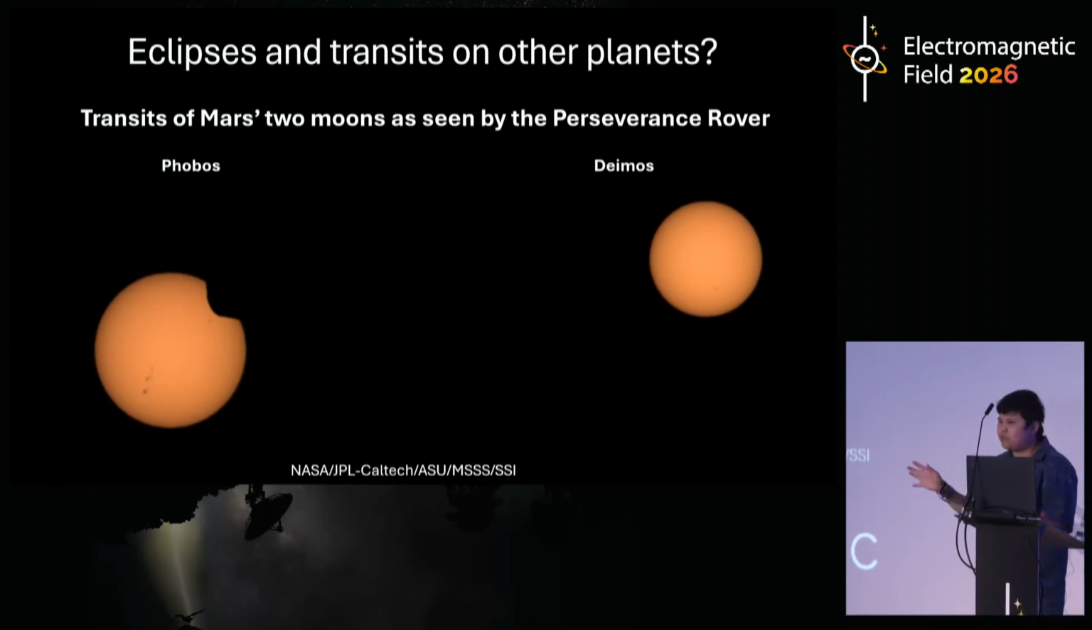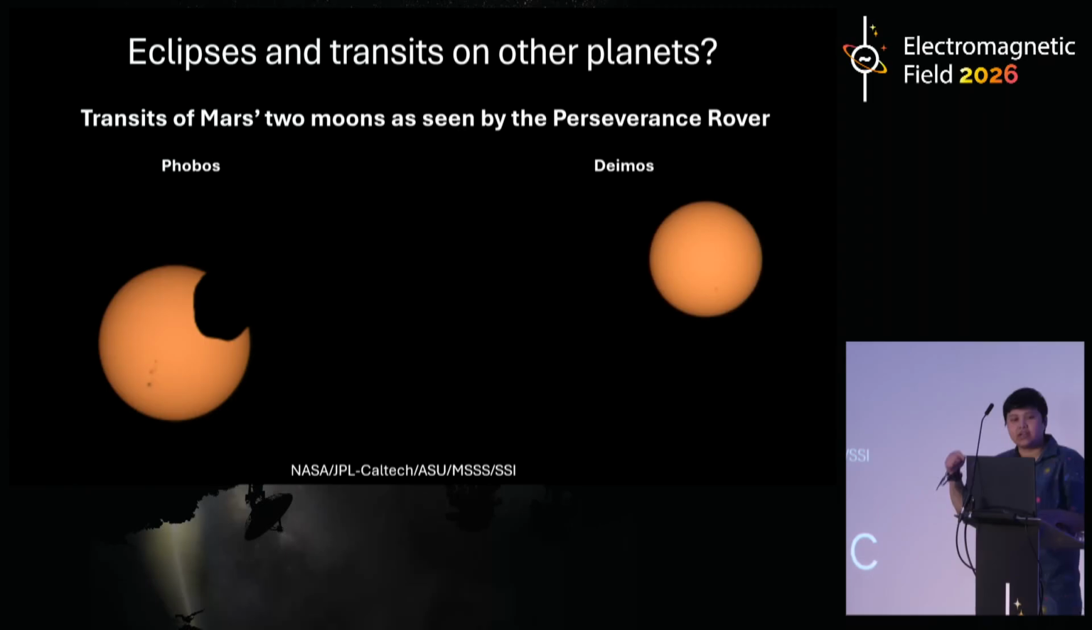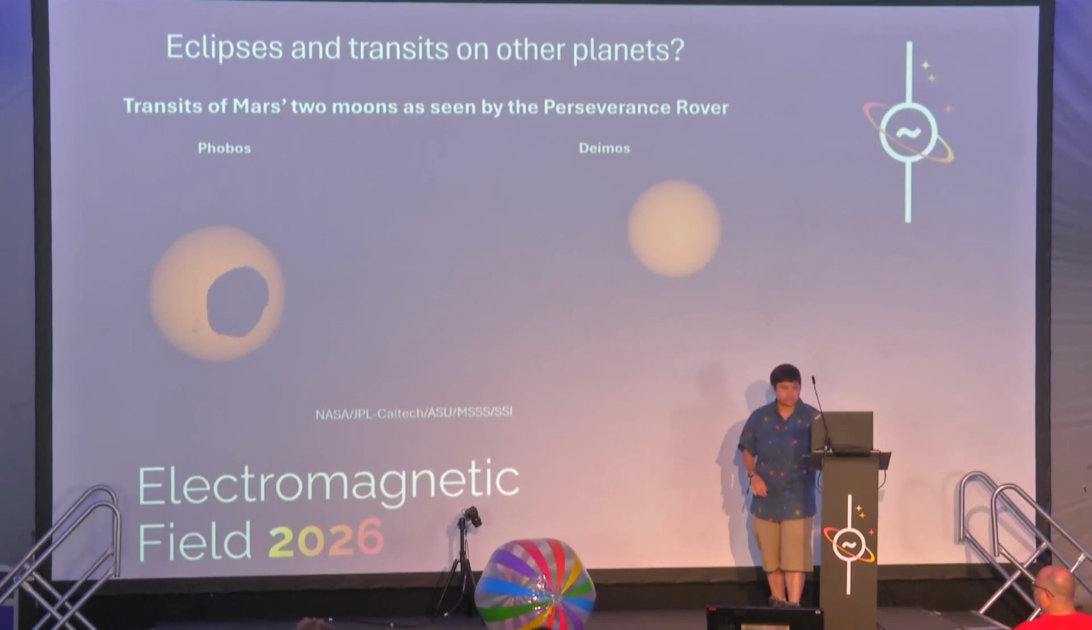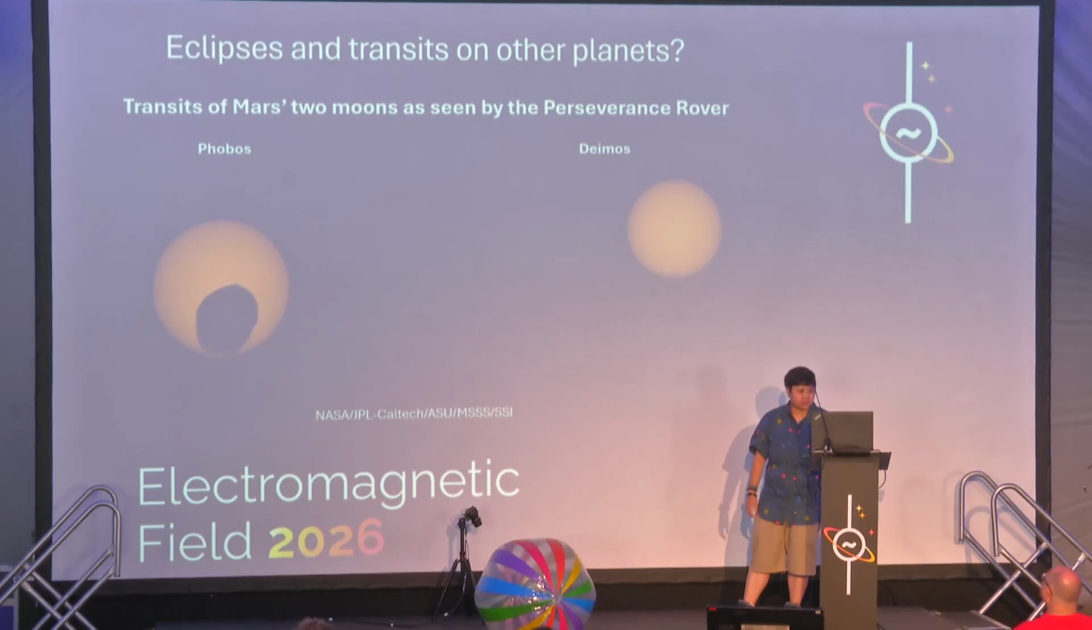Phobos transits last about 30 seconds, and they happen almost every single Martian day because Phobos takes such a short amount of time to go around Mars. Deimos transits last about 2 minutes, and they're a bit more rare. They happen maybe once or twice every Martian year.